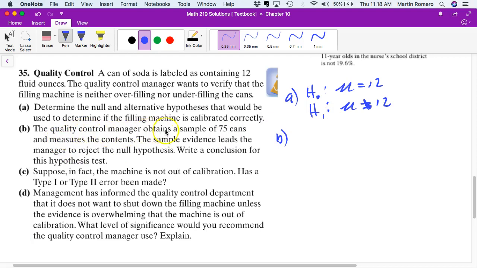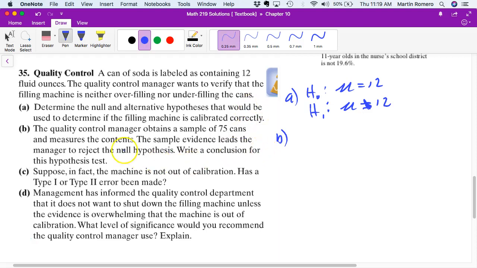The quality control manager obtains a sample of 75 cans and measures the contents of the 75 cans. The sample evidence leads the manager to reject the null hypothesis. Write a conclusion for this hypothesis test.